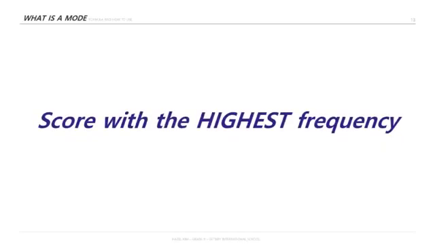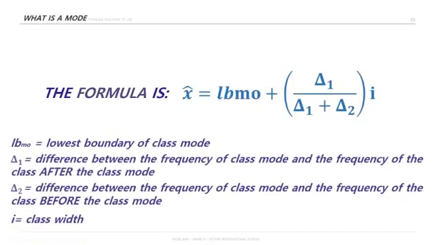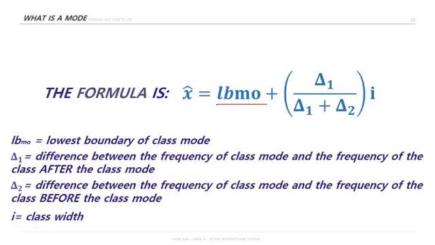Next, what is a mode? Mode is defined as a score with the highest frequency, the most frequent score. In group data, it is the midpoint of the class interval with the highest frequency. This is the formula for estimating a mode. LBMO is the lowest boundary of the class mode. Triangle 1 is the difference between the frequency of the class mode and the frequency of the class after the class mode. Triangle 2 is the difference between the frequency of the class mode and the frequency of the class before the class mode. Lastly, i is the class width.